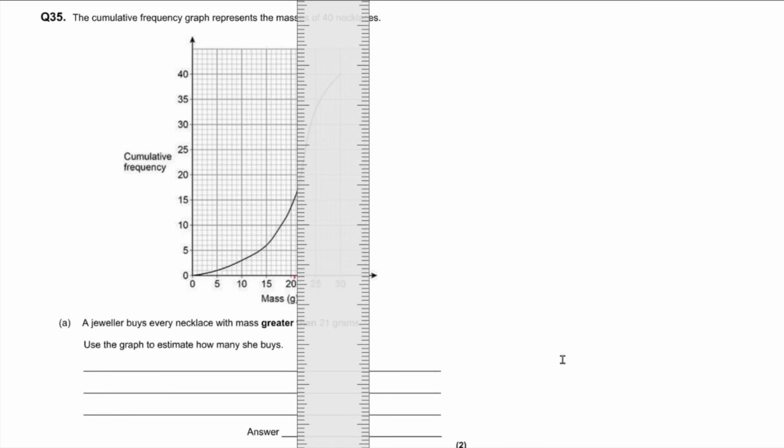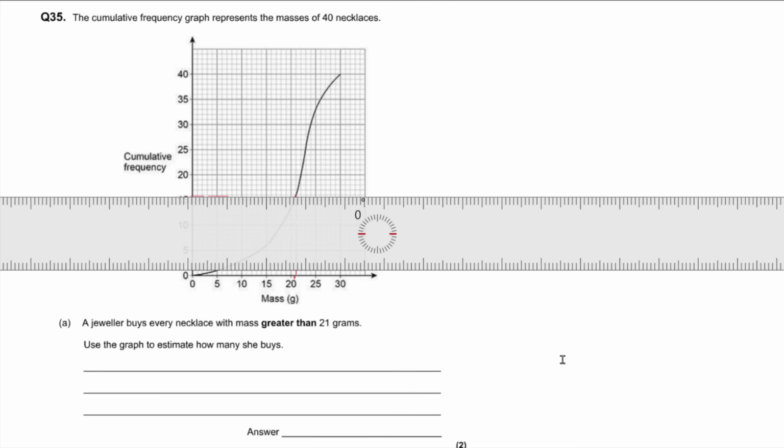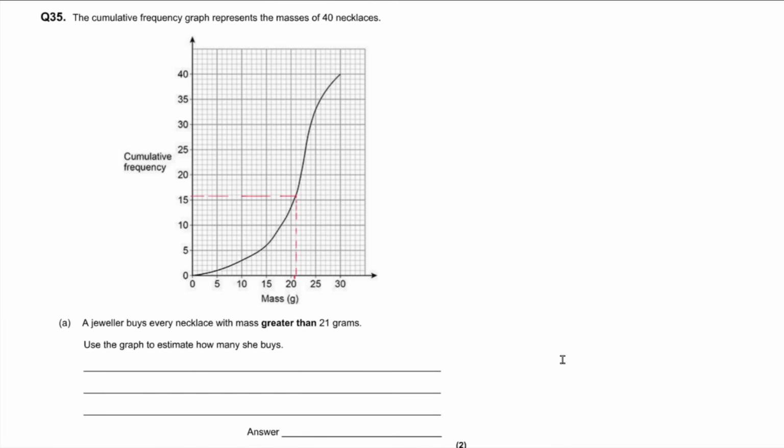So reading up from there up to I hit the curve. Okay, and then change direction. So I make that like 1 little square above 15. Again, there are 5 units between 15 and 20 and 5 little boxes. So each one of those must be 1. So I'm reading that off as 16. Remember, what this is telling you is that there are 16 necklaces that are 21 grams or less.